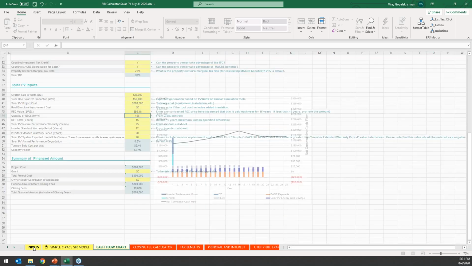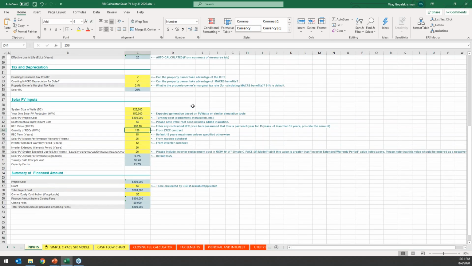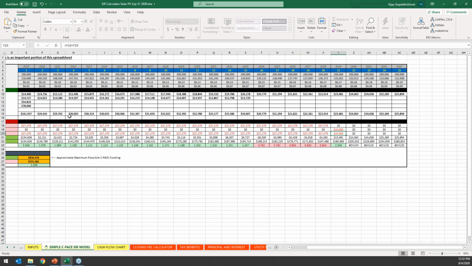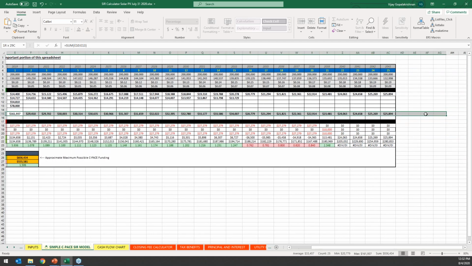Going back to the inputs tab, let's say we want to extend the useful life of the PV system to 25 years. We'd enter 25 years right here, which is the life of the measure that we would like, and we would go to the simple CPACE SIR model tab and go to the 21st year, and enter negative 10,000. So that's the cost of extending the warranty to 25 years. So with that, as we see, the cash inflow or the energy savings is calculated over 25 years, as is the total annual cash, total cash.